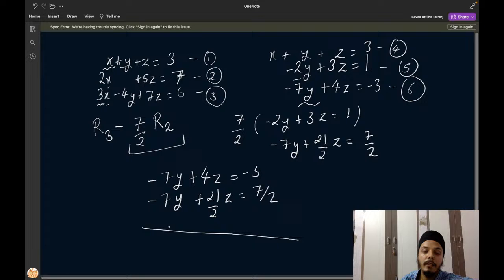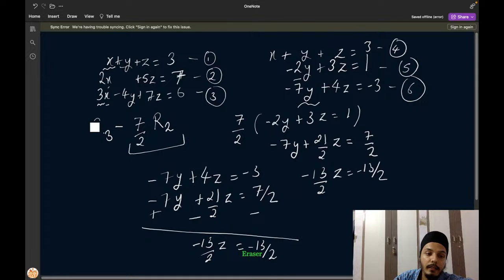Now we will subtract these two equations. So this will be plus minus minus. So the subtraction will give us minus 13 by 2z equals to minus 13 over 2. So our new equation is minus 13 by 2 z equals to minus 13 by 2.